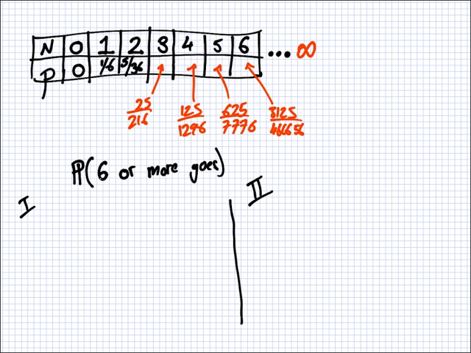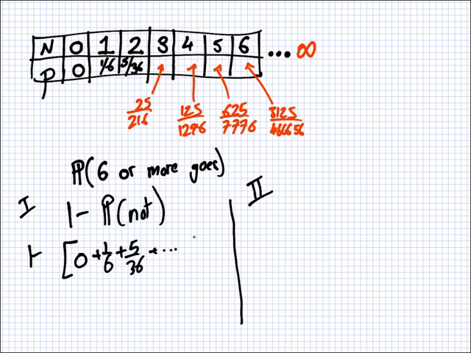So, first way you could do this is 1 minus the probability of not getting this. Which is 1 minus, and then you add up not. So that would be 0 to, where would I stop? 5, yeah. So it's 0 plus 1 over 6 plus 5 over 36, etc. And you stop at 625 over 7776. Who bashed that out? You got an answer? 3125 over 7776.